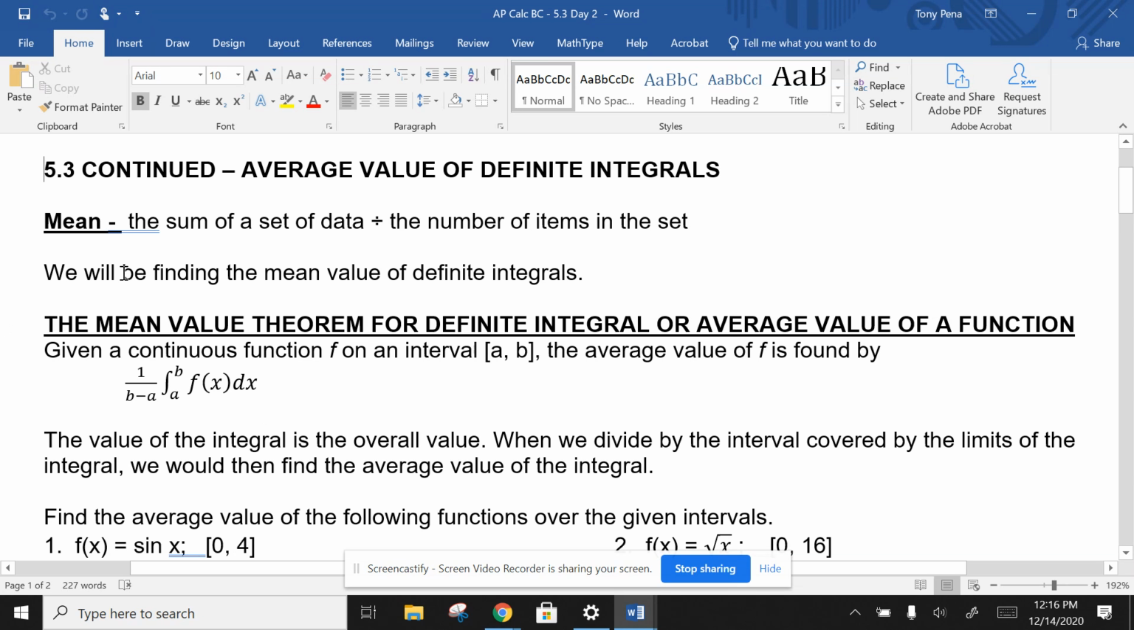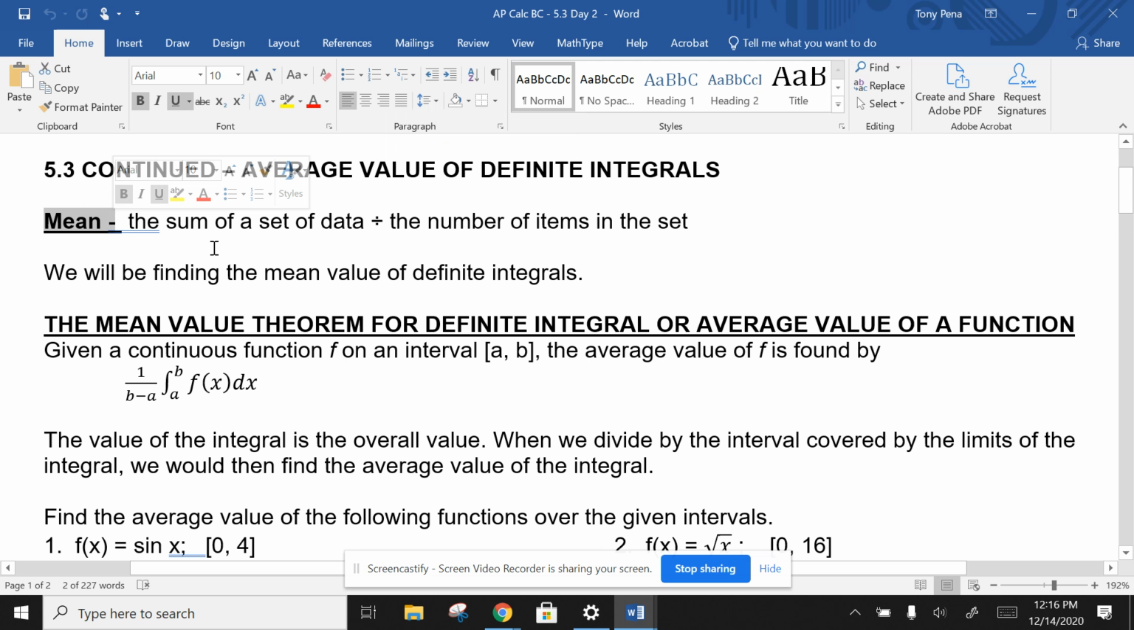So if you look at the top there where it says 5.3 continued, on Friday we did the first day and we were evaluating a definite integral. Now what we're dealing with is the idea called the average value of a definite integral. So we're still dealing with these definite integrals, still now talking about an average value of those, and it's very similar to what you're thinking when we did average in the past.